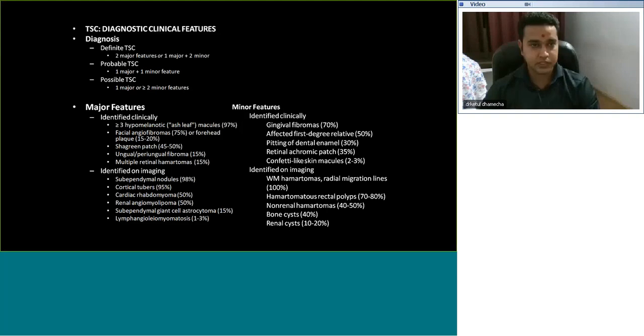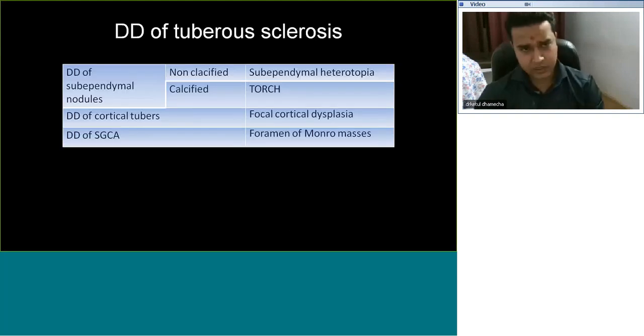So, differential diagnosis of tuberous sclerosis. Sometimes you can see a similar pattern. Then how to differentiate? You can see subependymal-type nodules in other cases. So how to differentiate whether it is subependymal heterotopia, or TORCH infection, or subependymal nodule of tuberous sclerosis? If it is non-calcified, the differential is subependymal heterotopia versus non-calcified tuberous sclerosis subependymal nodule.